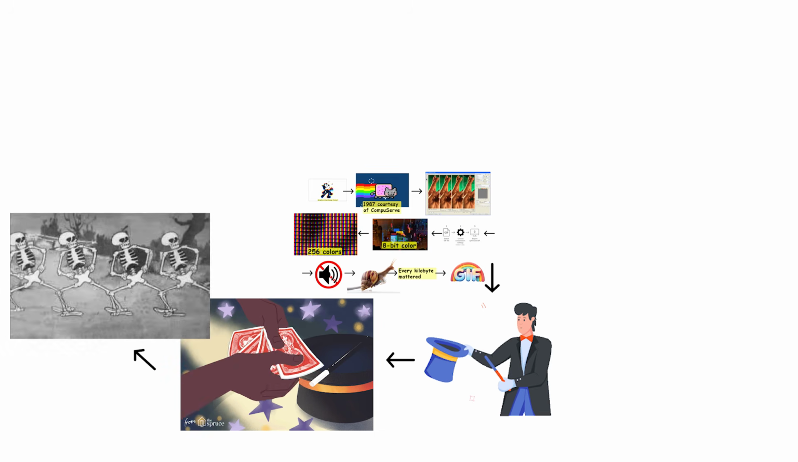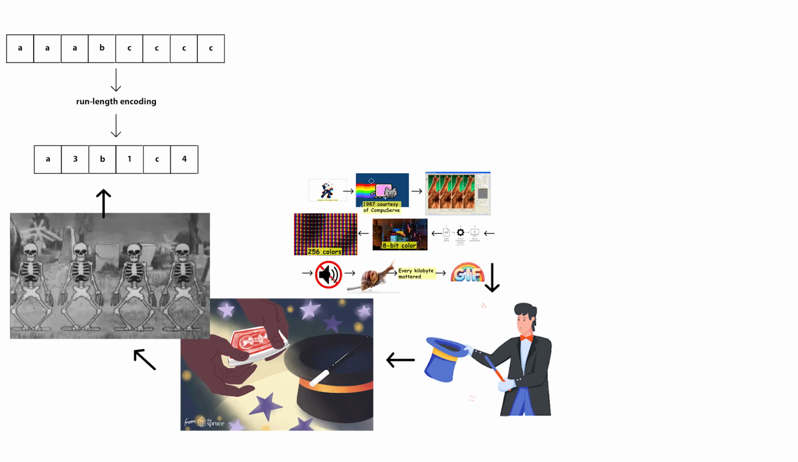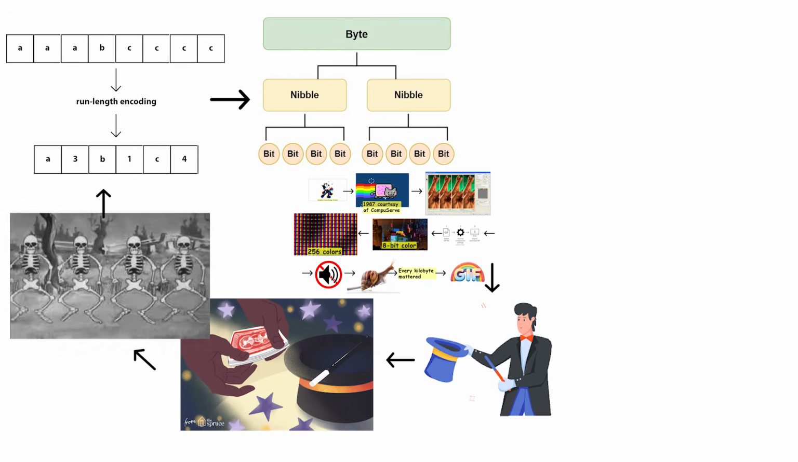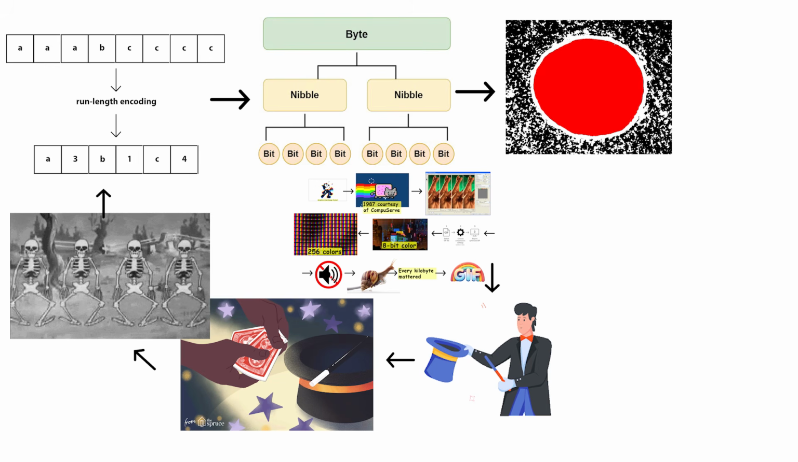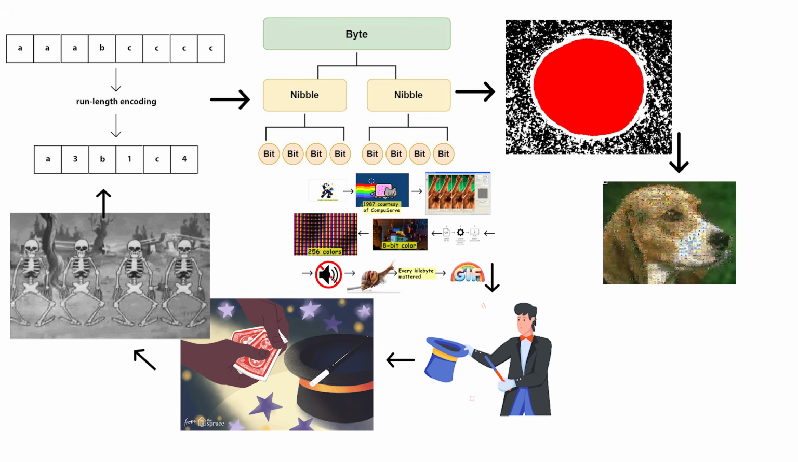The real magic trick GIF pulled was animation support. You can stack multiple frames inside a single GIF file, creating those looping animations that dominated early web culture and somehow never died. GIF uses run-length encoding compression, which works by storing sequences of identical bytes as a single value followed by a count. So if your image has a large solid colored area, GIF compresses it efficiently.